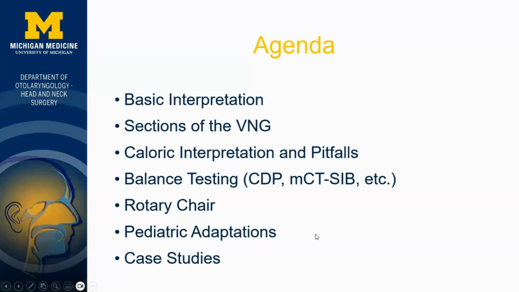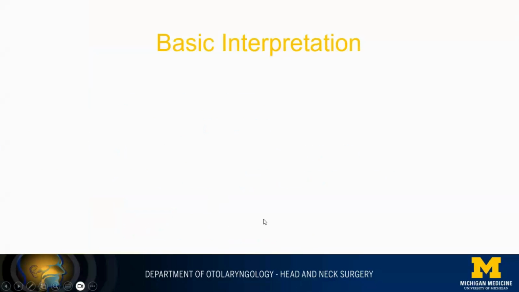So basic agenda, I'm going to do some basic interpretation. We're going to talk about the sections of the VNG. We'll do some caloric interpretation and major pitfalls for calorics. Talk a little bit about the balance testing, our postural testing, rotary chair. And then if we have time at the end, we'll talk a little bit about adaptations for pediatric testing and maybe a couple case studies.